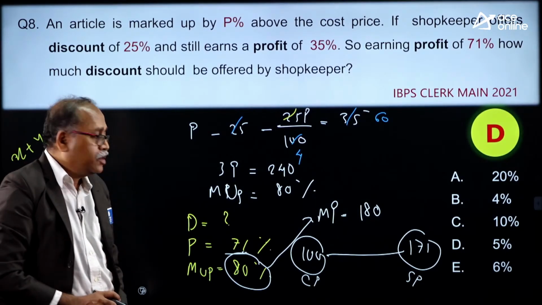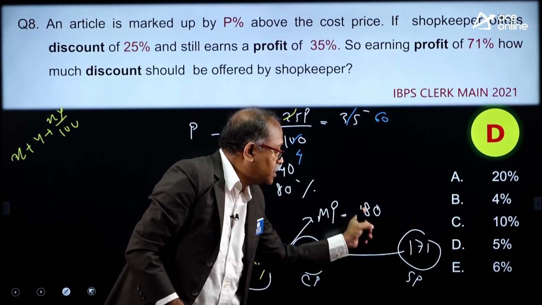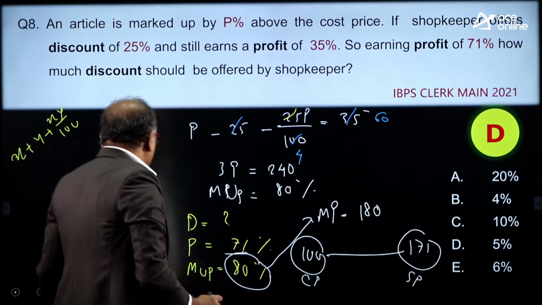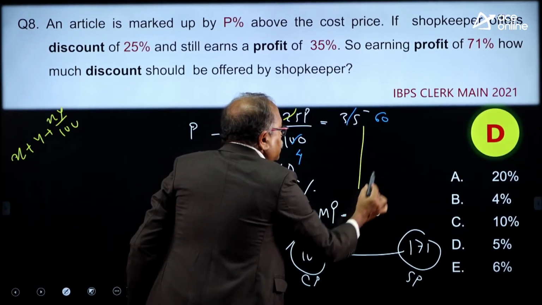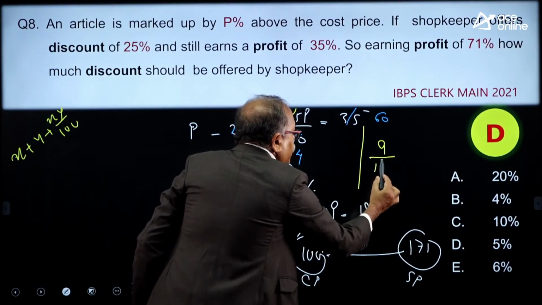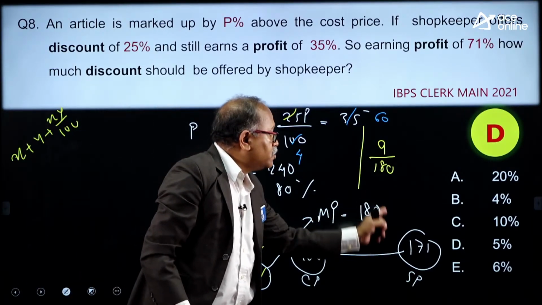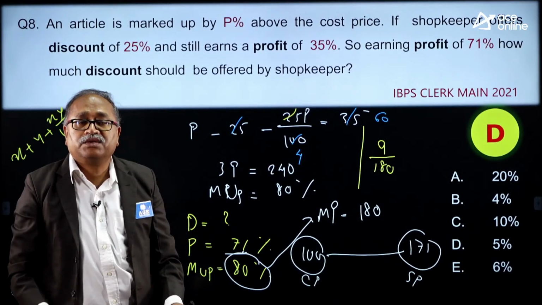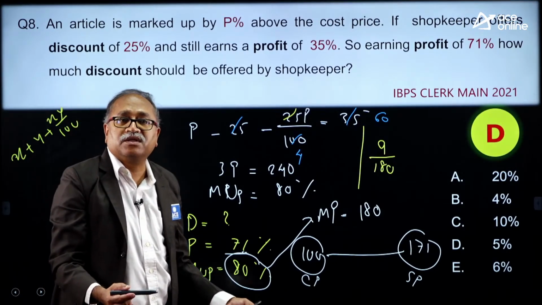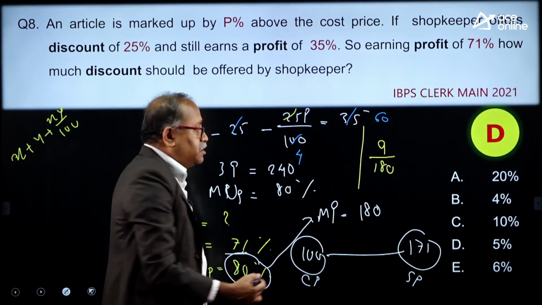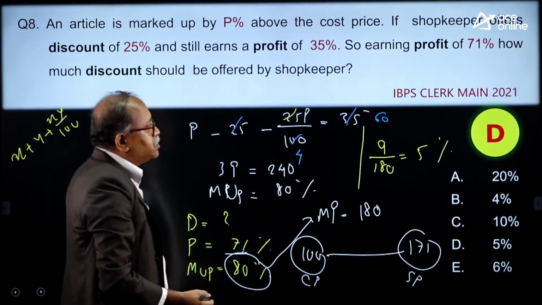That is right. Now, how much is reduced? This is the mark price, how much is reduced? 9 is reduced. So, let me give you the clue here, 9 is reduced over 180, this is the discount. So, 9 over 180, 1 by 20, and 1 by 20 is nothing but 5%, right my dear friends. So, it is 5%, option choice D.